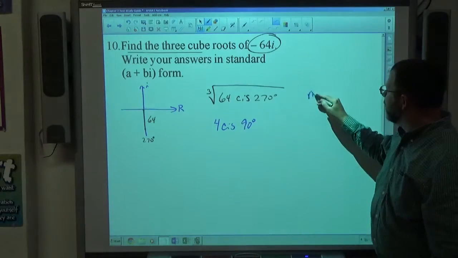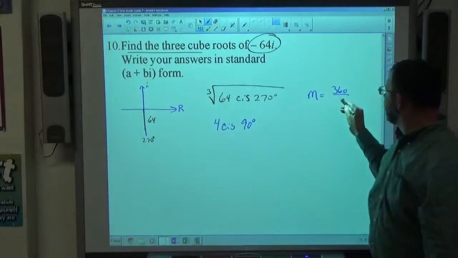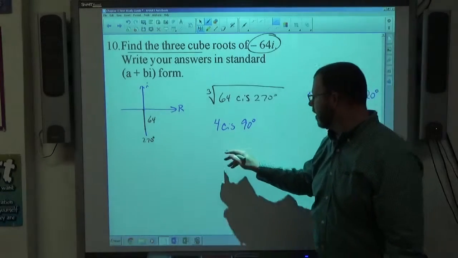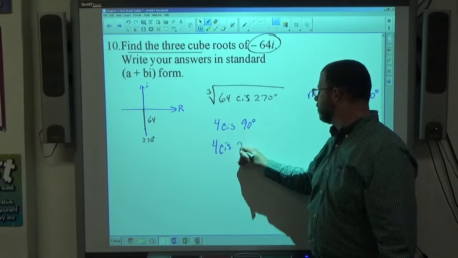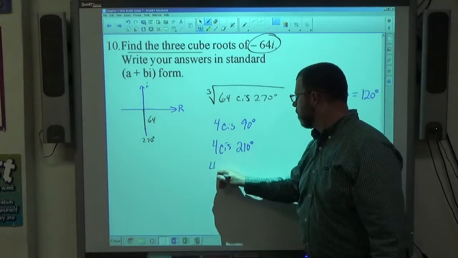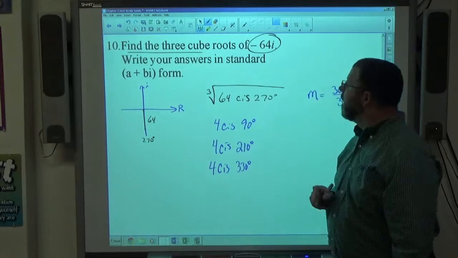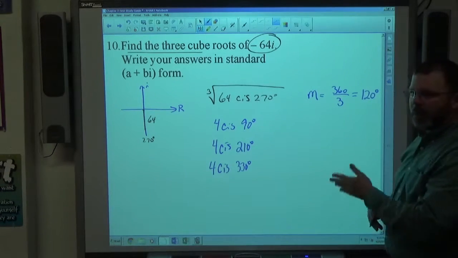We also get a magic number, which is always 360 degrees divided by the root. The root here is 3. 360 divided by 3 is 120. That's how much I keep adding to the angle to get each next answer. So 4 CIS 90, plus 120 is 210. 4 CIS 210, plus 120 is 330. Those are all trigonometric form answers. Again, out of 8 points, that would be 6.